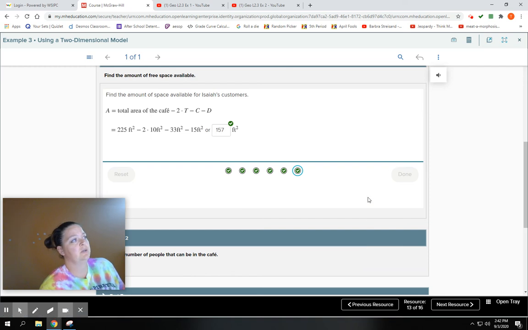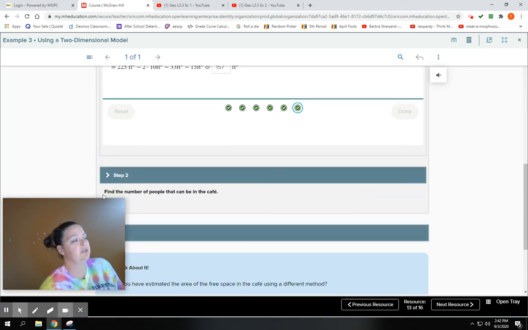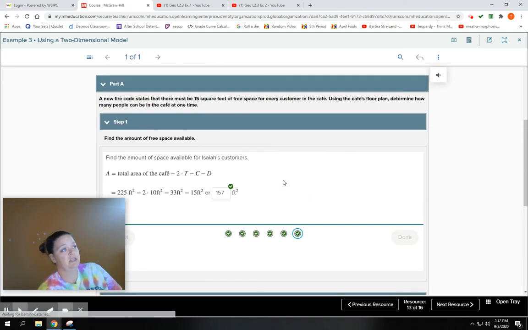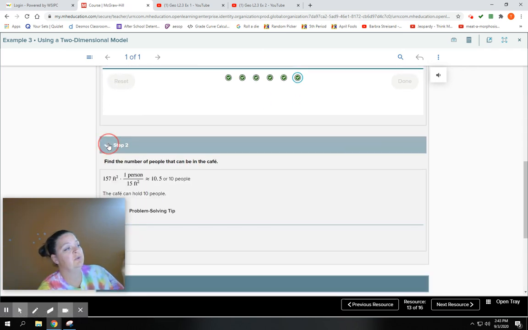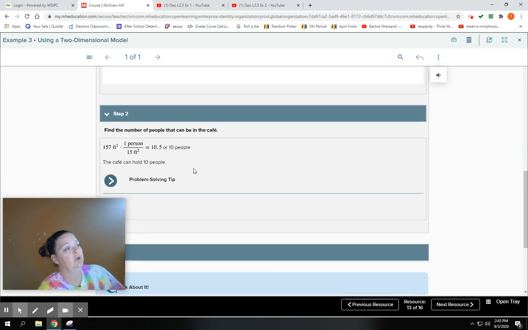All right, so step 1 is done. Step 2 is find the number of people that can be in the cafe. Because remember, the whole point of this was there has to be 15 square feet of free space for every customer in the cafe. So the amount of free space we have is 157 square feet. So to find the number of people that can be in the cafe, we have to take 157 and divide that by 15, which is 10.5 or 10 people.